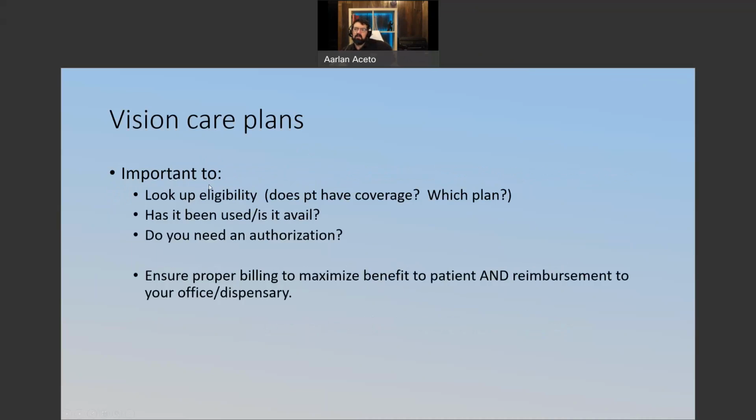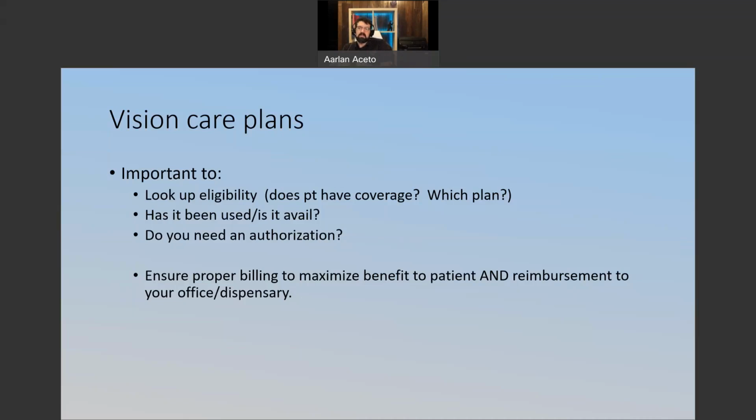So again, vision care plans. What is important to do for your vision care plans? Look up eligibility. I can't tell you how many quadrillions of times I've seen this for patients. They'll say, I have a vision plan and I have iMed and I haven't used it this year. Well, you can't just take their word for it or what they think. You have to go onto their website with your provider ID through a portal. You have to get their information, and a lot of times it's their social security number, name, date of birth, which version.